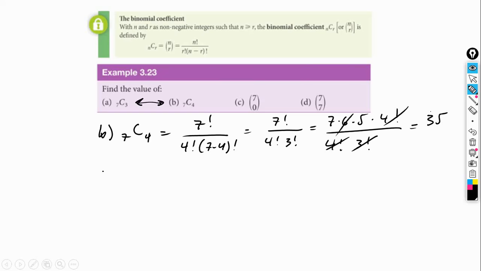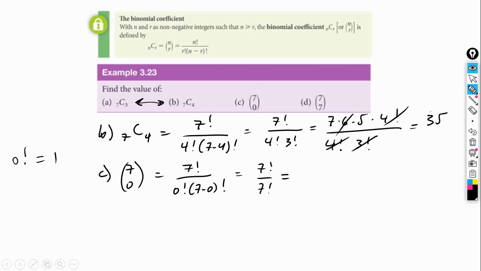Let's take a look at C. So for C, we have 7 and 0, right? So we have to do the combination with these. So this is going to be 7 factorial over 0 factorial times 7 minus 0 factorial. Now, one thing we have to be clear about is that 0 factorial is equal to 1, not equal to 0. Some people confuse that, but this is equal to 1. So notice that this is the same as 7 factorial over 7 factorial, and this is simply going to be 1.